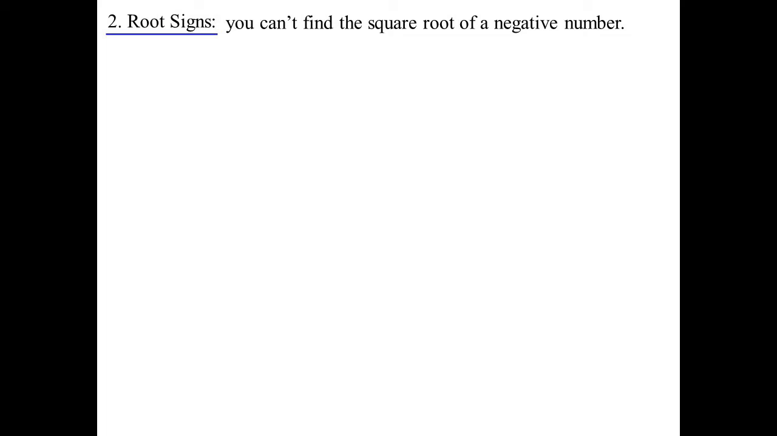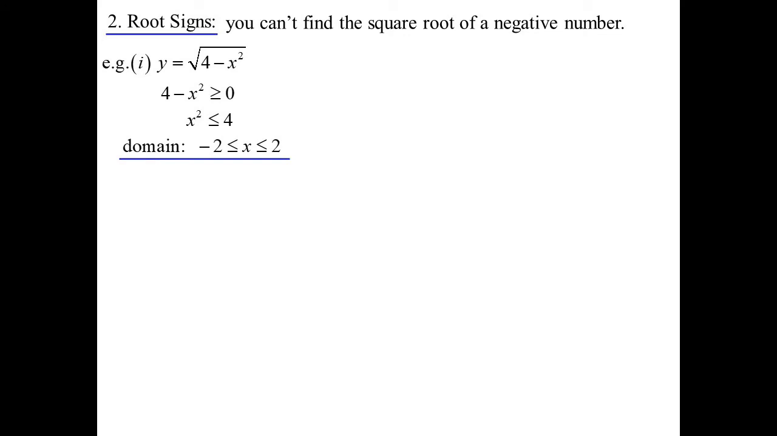So again, let's pretend we don't know what that looks like. So I'd say, oh, all right, well, hang on, I can only find the square root of something that's greater than or equal to 0. So 4 minus x squared is greater than or equal to 0. That means x squared is less than or equal to 4. Hang on. Must be in between minus 2 and 2. So it must be in between minus 2 and 2.